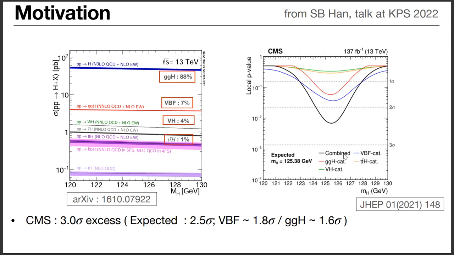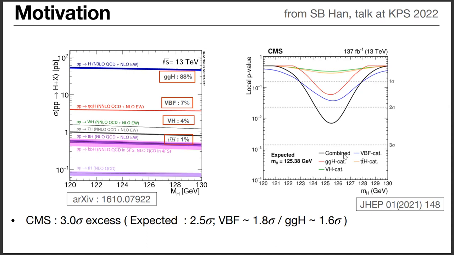The reason why we are using vector boson fusion is that it provides the strongest constraint on the significance, while gluon-gluon Higgs is even behind it. Although the cross-section is 10 times smaller, it has a clean signal, meaning less background. That's why you could use it.